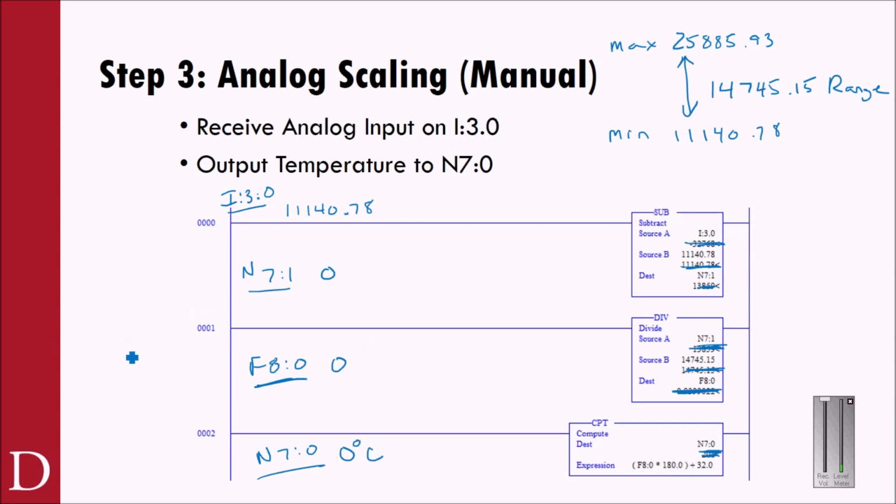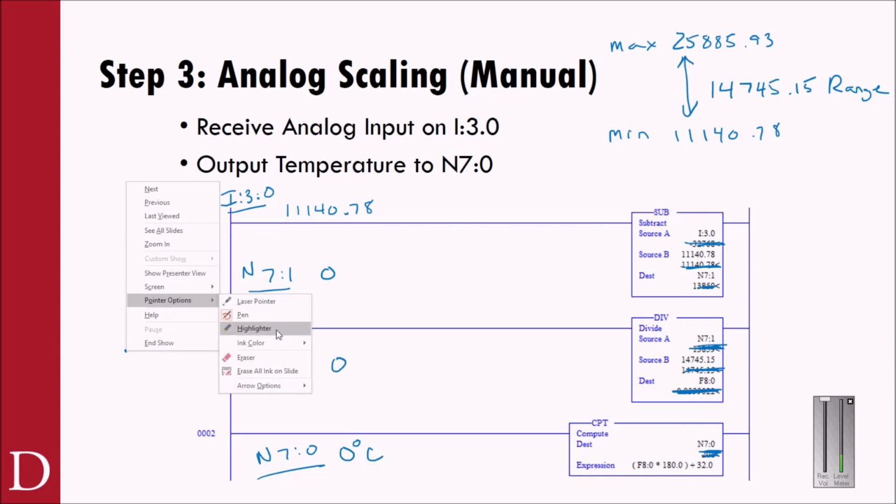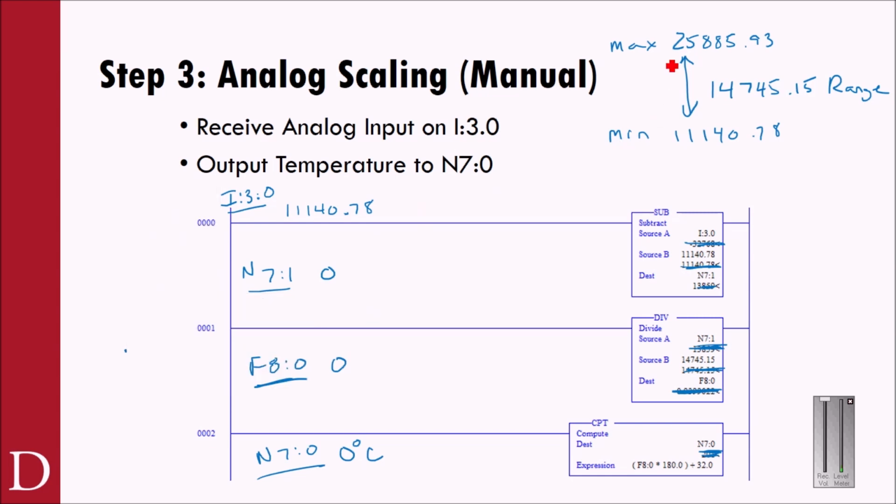Now you might be like, oh, that's pretty cool. That looks like it works. So let's try this then. Let's create one with our maximum value. So we'll take a red value here now. And now we know our max was 25,885.93. That's what's going to go into I:3:0. Then I subtract 11,140.78 from that value. It's no surprise I'm going to get the number 14,745.15. That's what's going to get stored in N7.1.